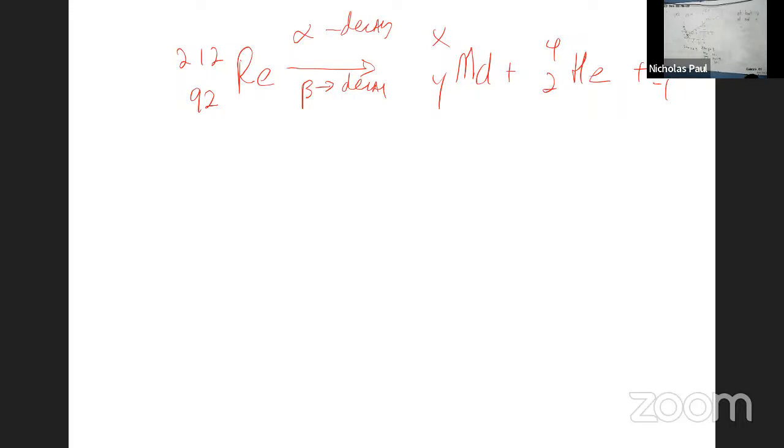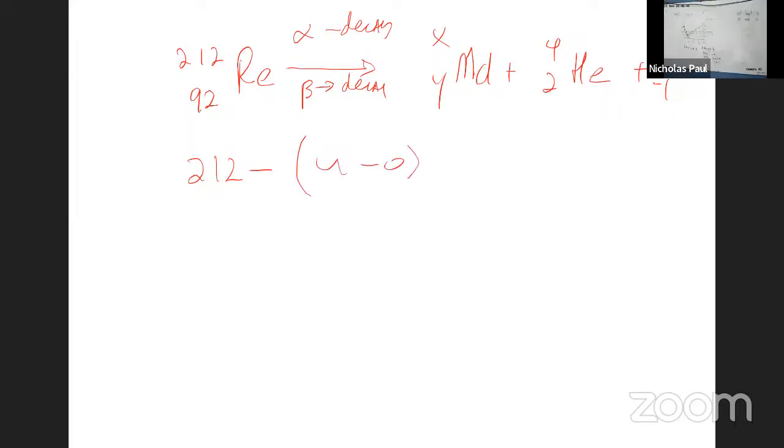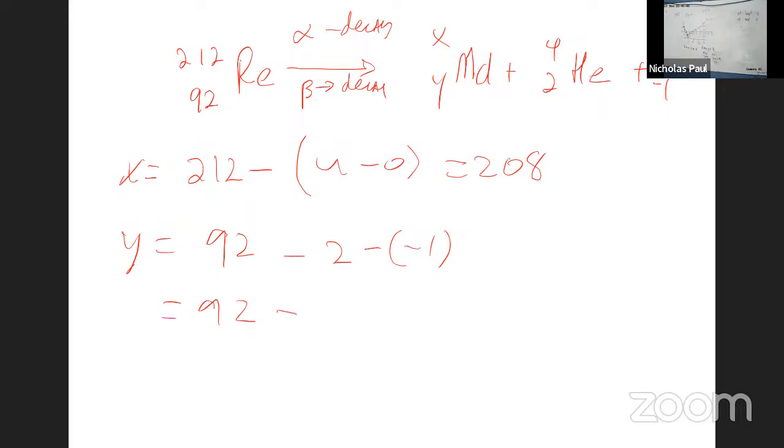All right, so for the mass number, it will be 212, and then we minus off the 4 and minus off the 0, and we should get X. So X is 208. And then Y is what? 92 minus 2 minus 1, so that'll give us plus 1. So that's 92 minus 1, 91. So that's a quick look at how to balance the equation.